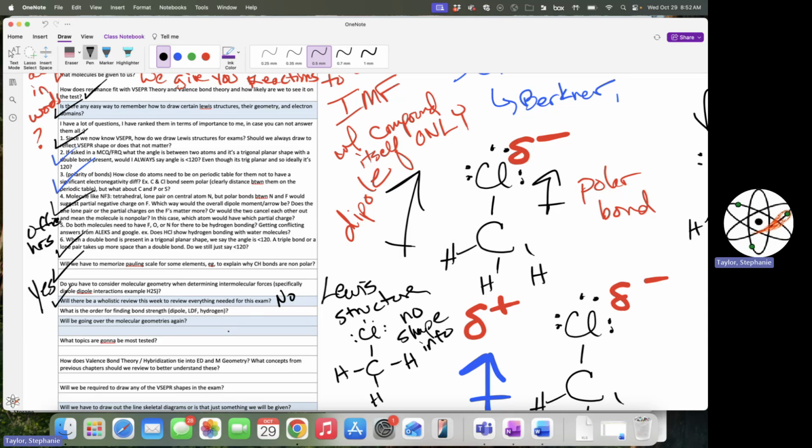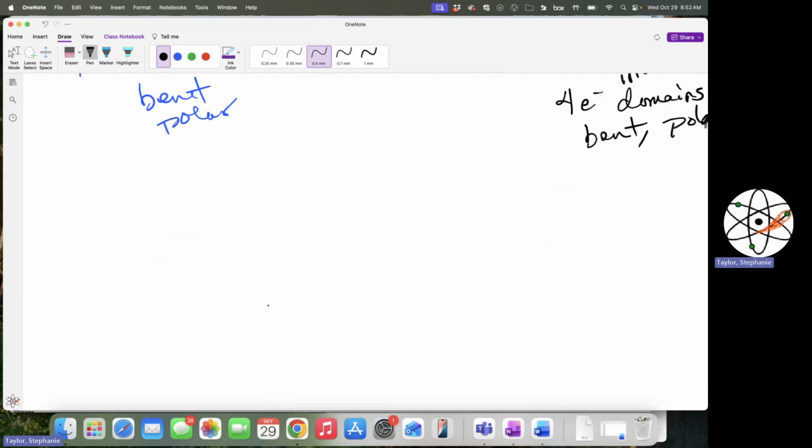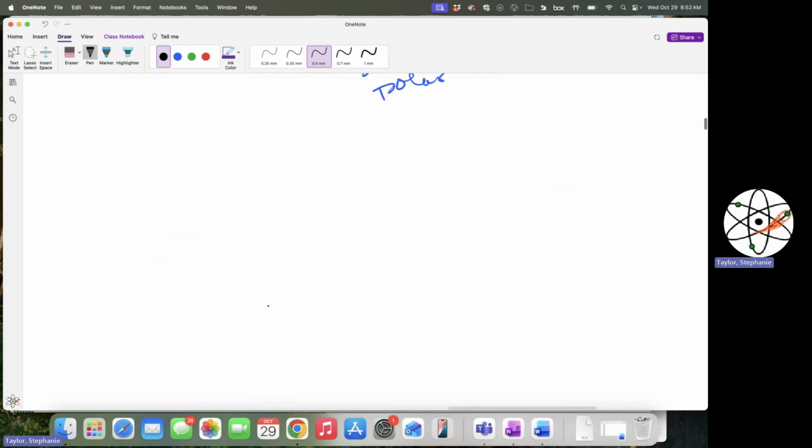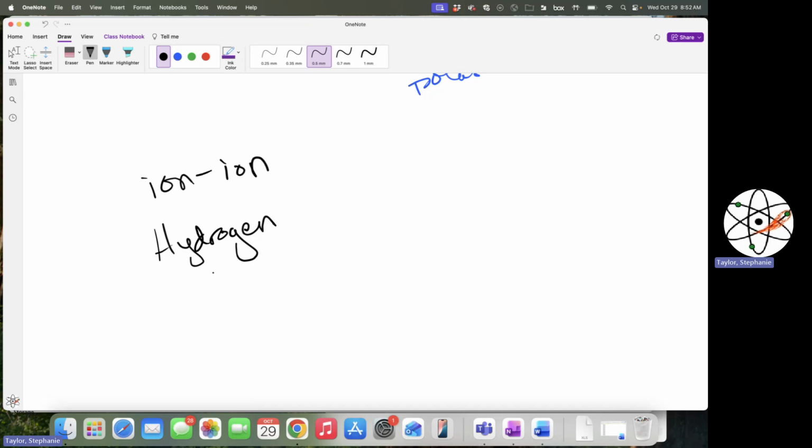What's the order for finding bond strength, dipole, London dispersion, hydrogen? So yeah, so just ranking intermolecular forces. For just ranking intermolecular forces, we rank hydrogen bonding. We're going to talk about, so I'm going to rank ion-ion first. We'll come back to this. Then hydrogen bonding, then dipole-dipole, and last London dispersion.